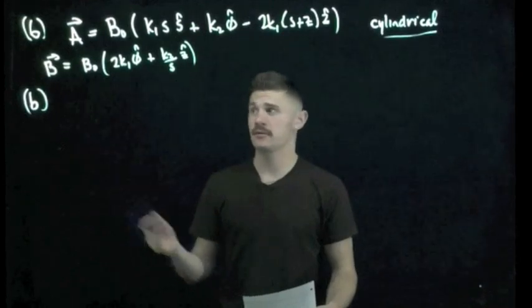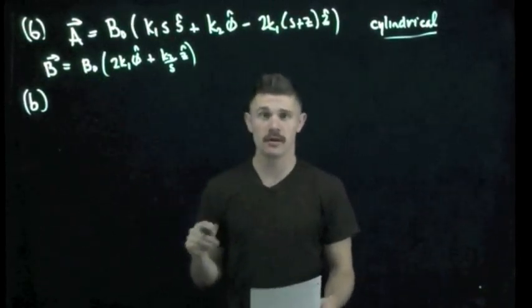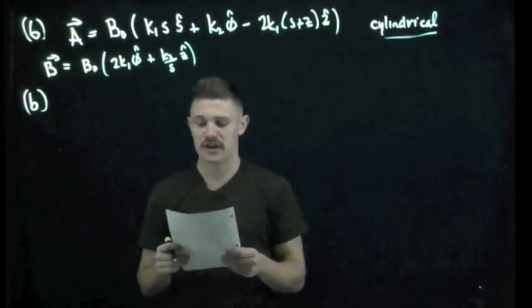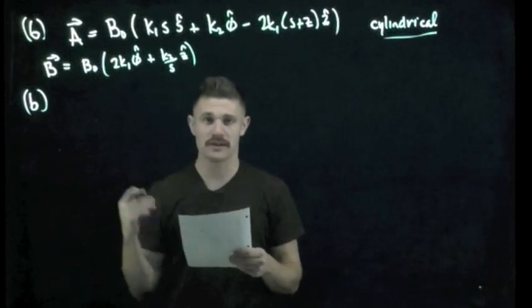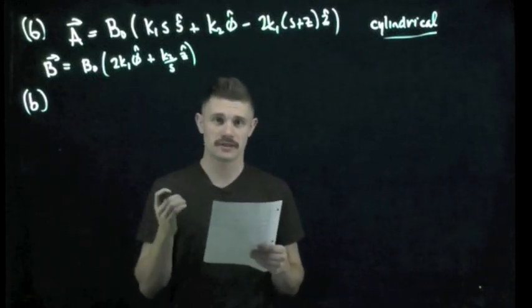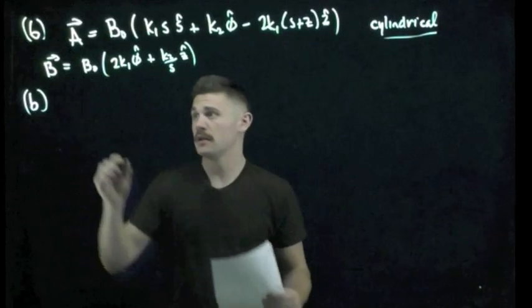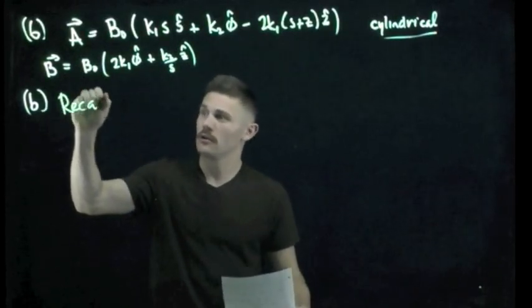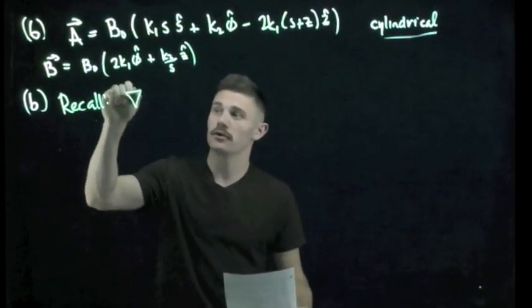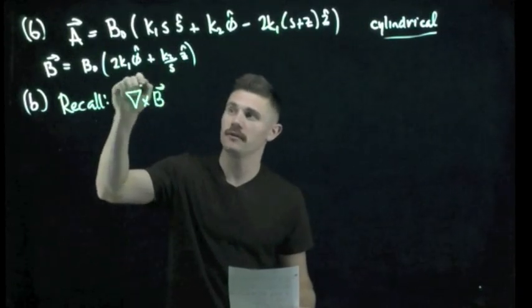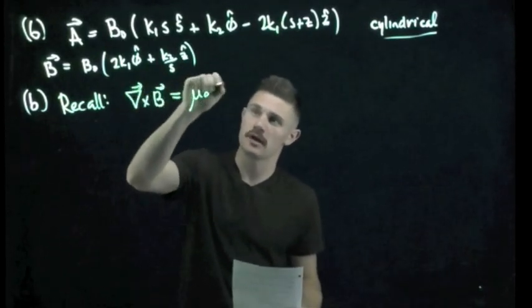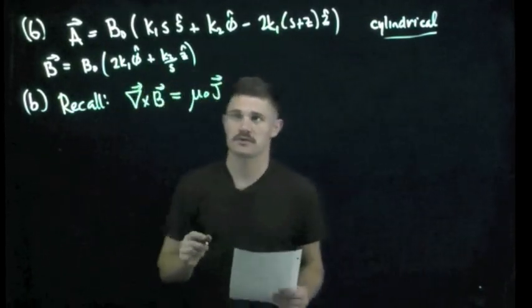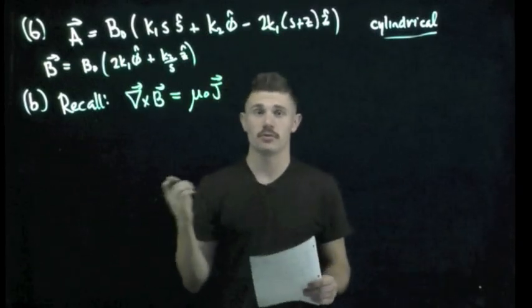So now that we have found the magnetic field in part A, part B asks find J for the B. So J is the volume current density from our magnetic field B. So right away we recall that the curl of B, the curl of our magnetic field is equal to mu naught times J. This is one of Maxwell's equations, where again J is the volume current density.